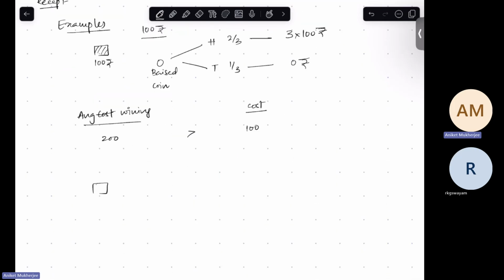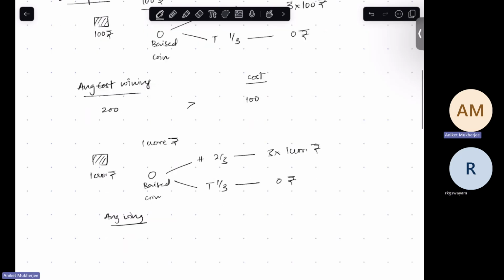In the second example, you had the same thing, but instead of 100, it was scaled to 1 crore. Similarly, you pay 1 crore to enter the lottery, and you have a biased coin. If you get heads, which has 2/3 probability, you get 3 crores. And if you get tails, which is 1/3 probability, you get nothing. Here also, the average winnings were 2 crores, which was greater than the 1 crore you paid to enter the lottery. But here you are taking a higher risk.